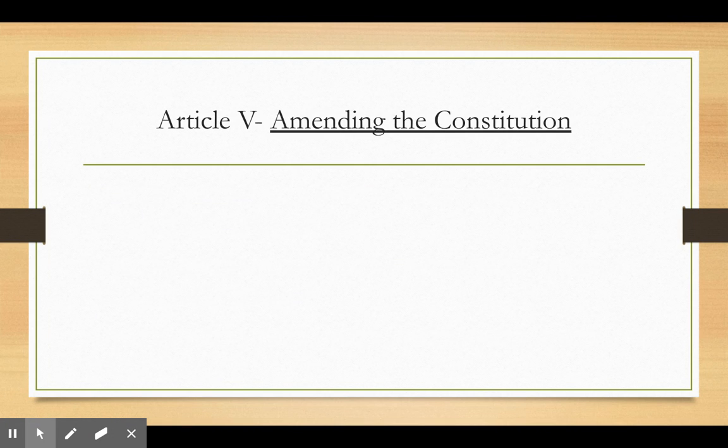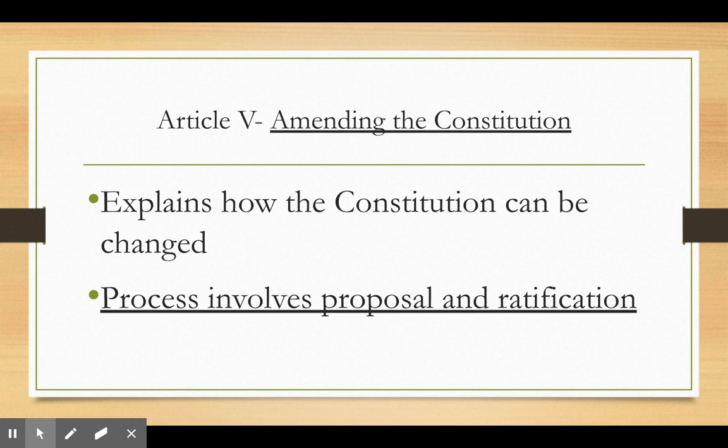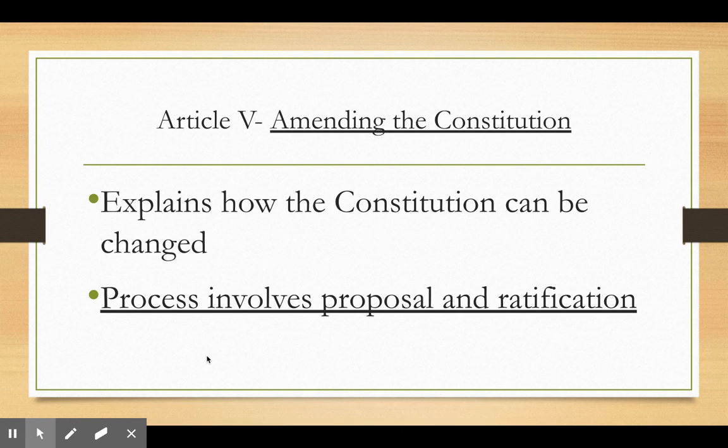Okay. Article 5 is all about the amendment process. How do we go about changing the Constitution? Okay. And that process involves proposal. So there has to be a process for how an amendment even gets proposed to the Constitution. And then there is a process for how an amendment actually gets added on to the Constitution. So really, it's a pretty short chapter, but it explains how you go about changing the Constitution. And up to date, there have only been 27 changes to the Constitution so far.